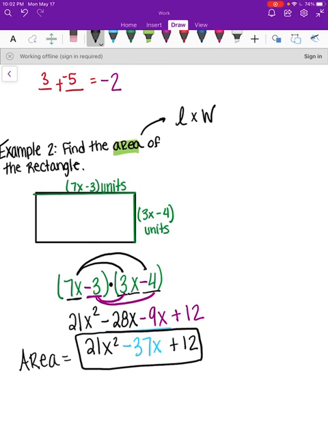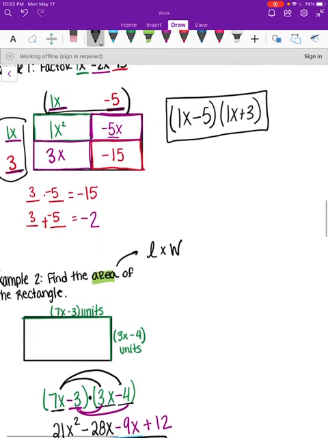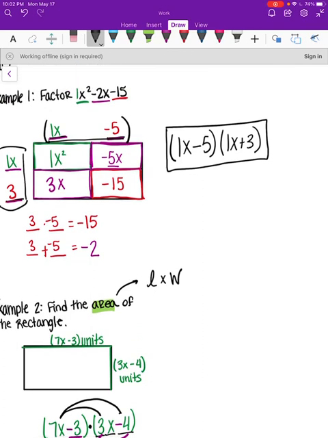And there we go. Now you can also go back up to example number 1 and do that same thing to check your work. Because if you FOIL our answer here, you should get our original equation here. And I can show you that really quick before we go.